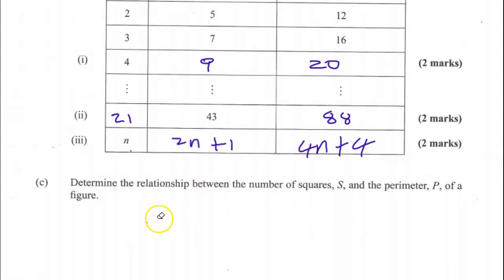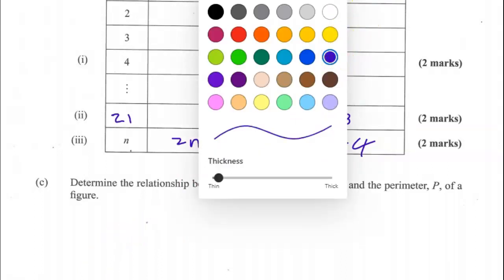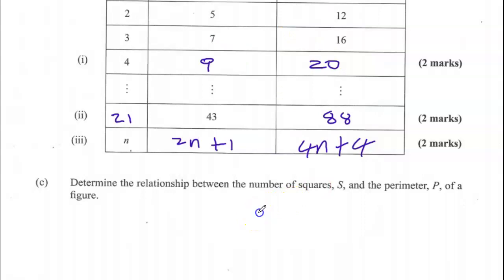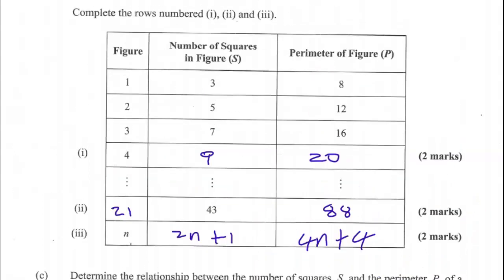So in other words, to move from squares to perimeter, just rewrite this. So the perimeter is equal to 2 times the number of squares plus 2. So for example, 8 is 2 times 3 plus 2, 12 is 2 times 5 plus 2, 16 is 2 times 7 plus 2, 20 is 2 times 9 plus 2, 88 is 2 times 43 plus 2, and so on.